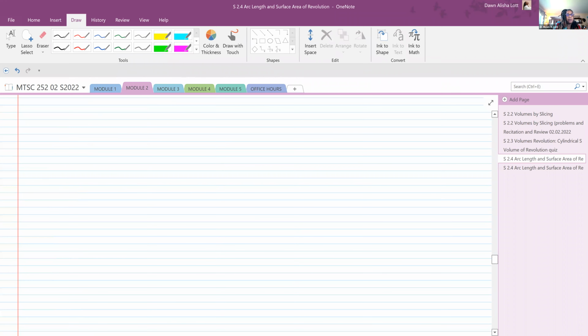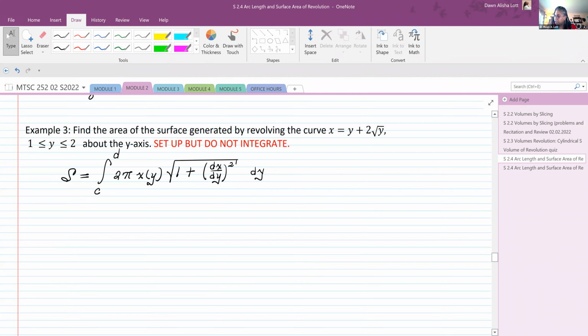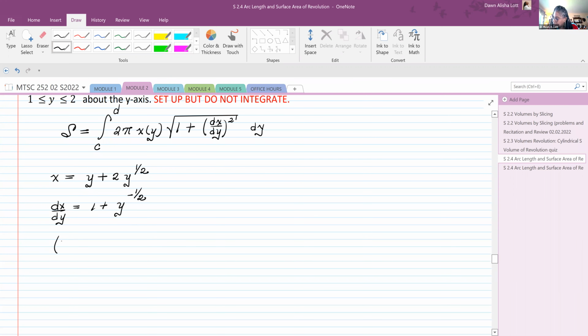Okay, all right. So what is x? X is equal to y plus 2 times the square root of y, which I'm going to write as y to the 1/2 power. dx/dy is 1 plus y to the negative 1/2 power. (dx/dy) squared is 1 plus y to the negative 1/2 power squared.